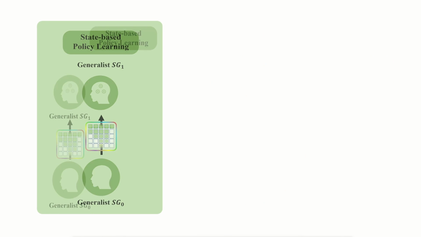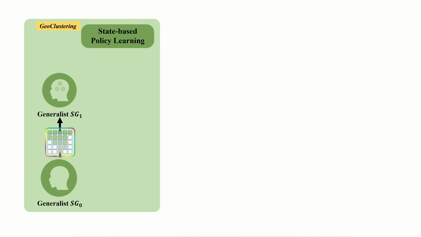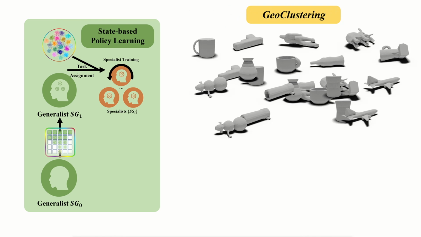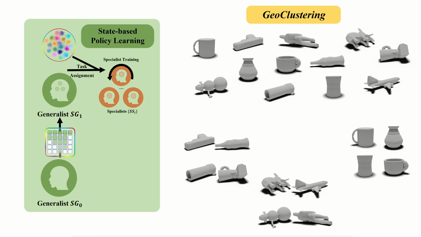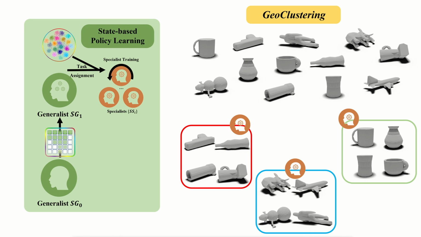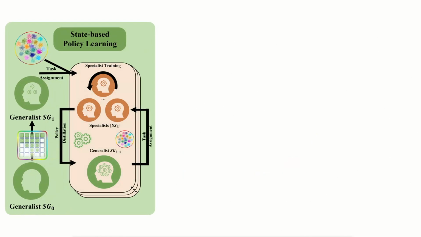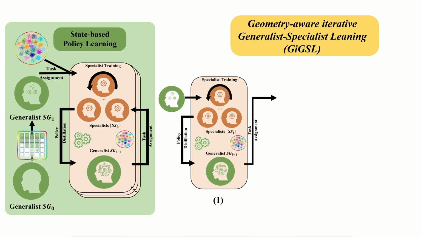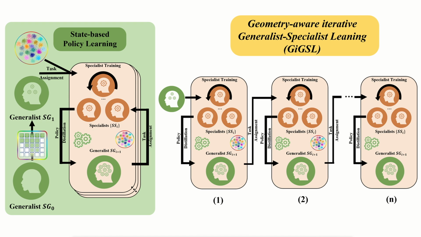After we get the trained state-based policy, we further fine-tune it to a better one. We first use the geometry feature to divide the contiguous task space into several clusters and assign each cluster to a specialist to learn some specific knowledge. Here, for the task space clustering, we introduce our geometry-aware clustering technique. Each specialist will be assigned a subspace of the task space to learn specific knowledge. We then train each specialist under the assigned task cluster and then distill it to the generalist. We follow this step several times until the policy is good enough.